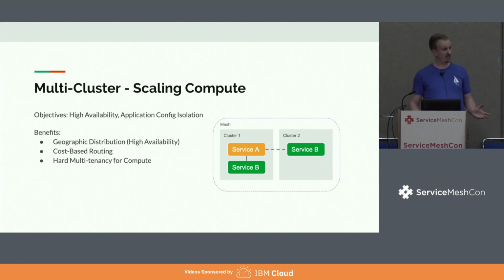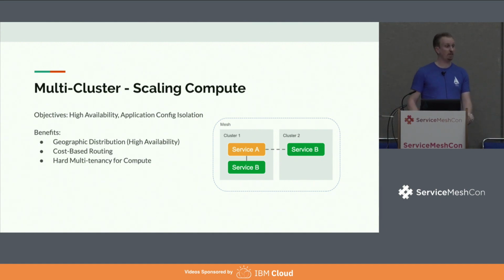Oftentimes, this is what's necessary in various public cloud environments in order to achieve true regional distribution of your application. You'll need to run multiple clusters. And so with geographic distribution, the whole data center can go down. The whole state could go down. The eastern seaboard could go down. And your application will still stay available because you're using multi-cluster deployments.